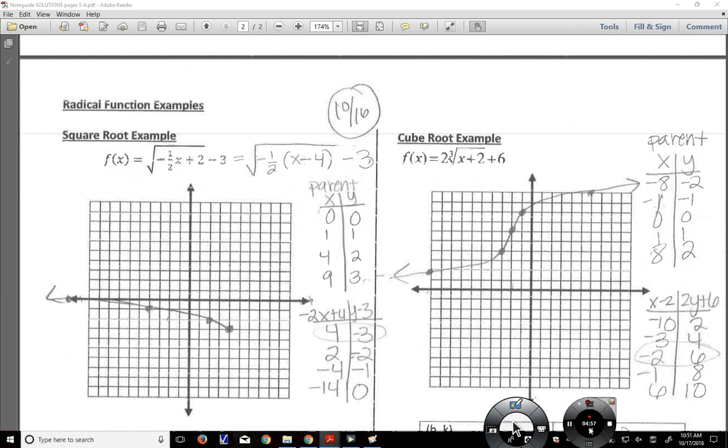Only when I write it like this do I see that the h, k of this function should be positive 4, negative 3. Okay, so is everybody okay with why the h, k values would be positive 4, negative 3 and how I rewrote the equation? And if not, ask some questions.